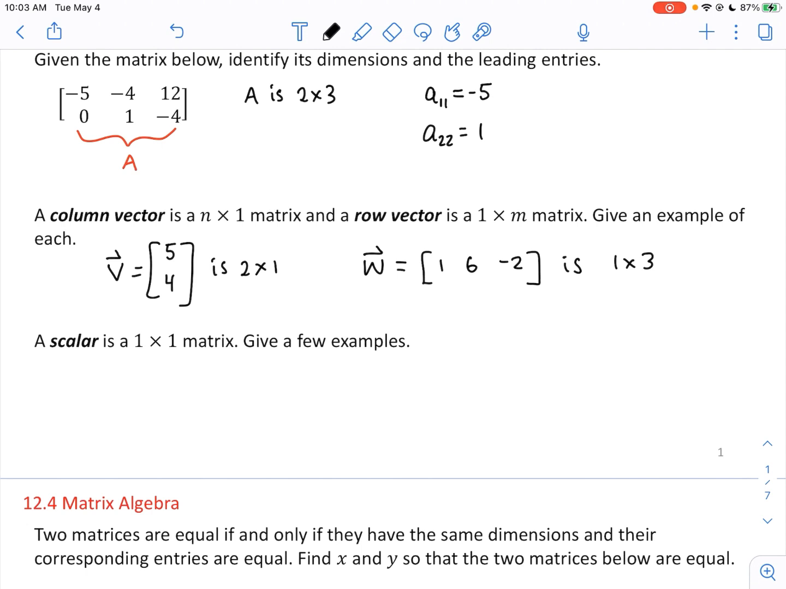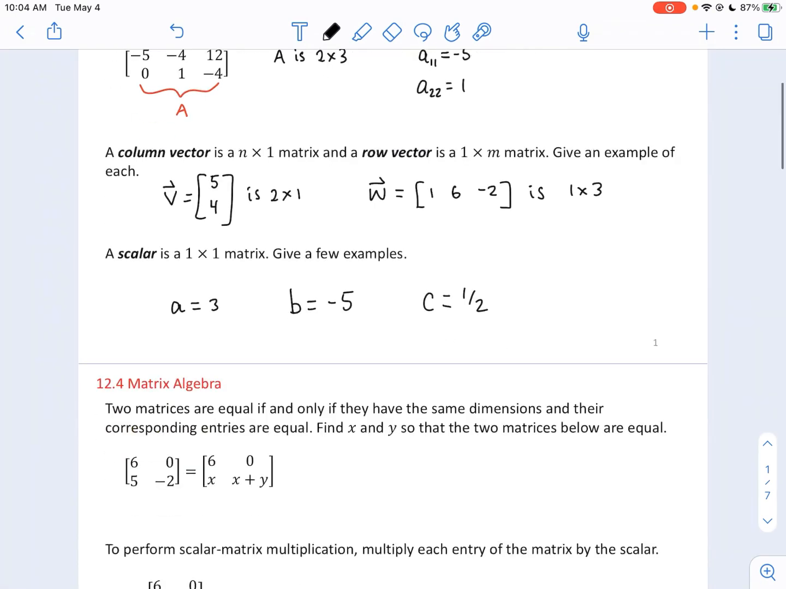Now a scalar is a 1 by 1 matrix. You can use a lowercase letter to represent a scalar and it doesn't have to be bold or have an arrow above it. So a scalar might be a 1 by 1 that's just a 3, 1 row, 1 column. And in such cases, we normally don't put the brackets around it. So all the real numbers, for example, represent different scalars. Maybe here's another one, -5 is a scalar, and a third one, 1/2 is a scalar.